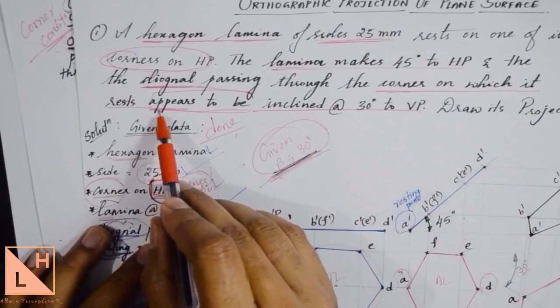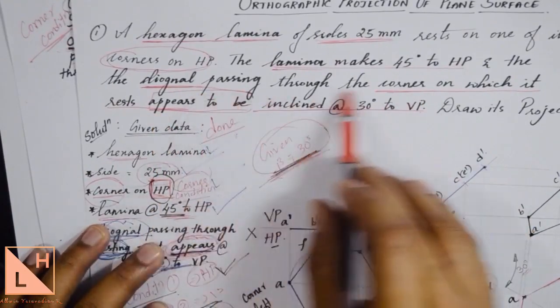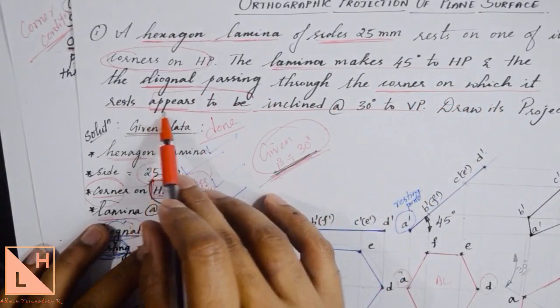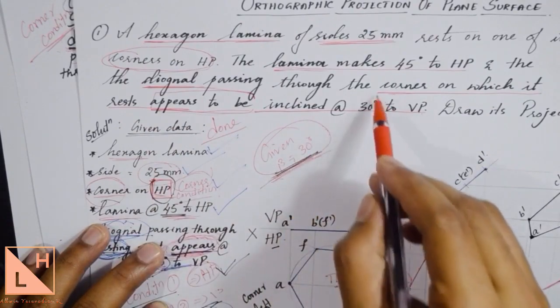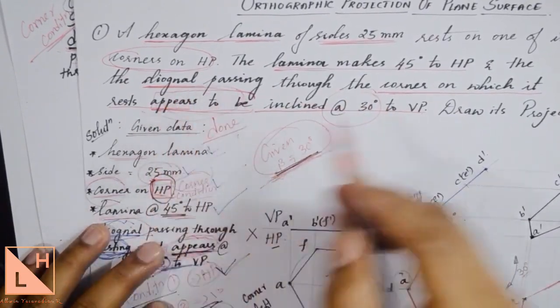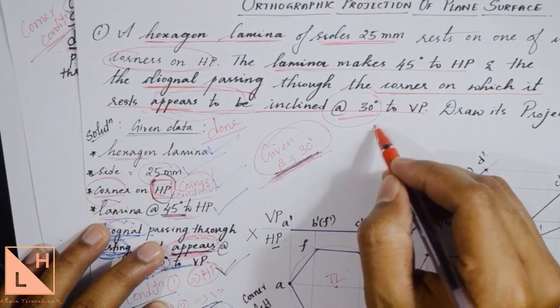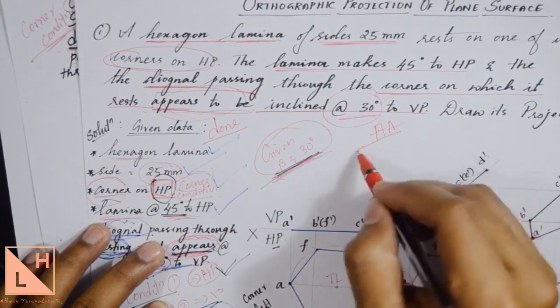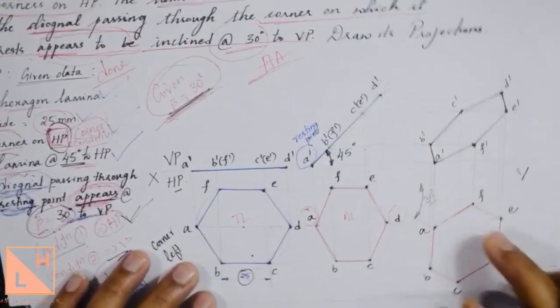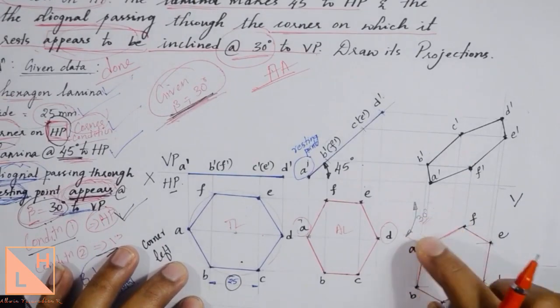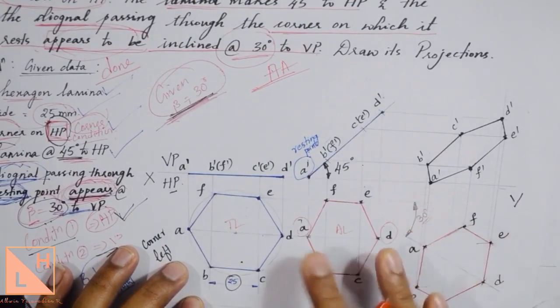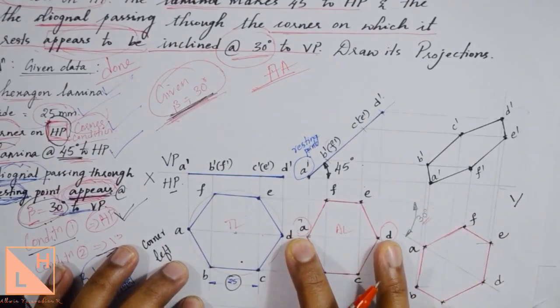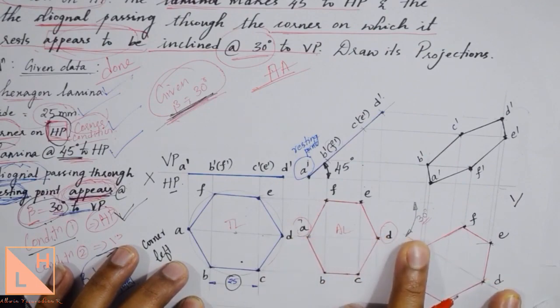As you see here, the diagonal passing through the corner on which it rests appears to be inclined at 30 degree to VP. So when it is given appears to be, this angle whatever it is given here itself is apparent angle. So directly you take that 30 degree because no need to find, it is given in the question. You draw a 30 degree line and incline that apparent length of the diagonal into that 30 degrees. This is what we did in all these 3 problems.